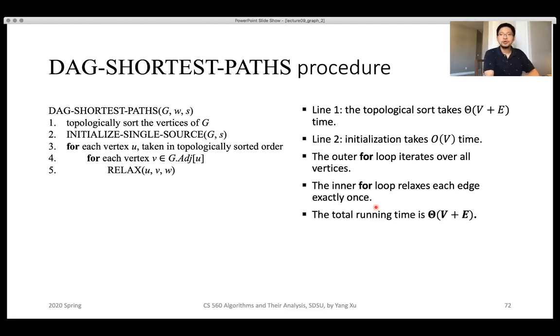So that's quite straightforward: the total running time would be big theta of V plus E, because we relax each edge exactly once, and the number of edges is defined by E. So the total running time is dominated by this big theta of V plus E.